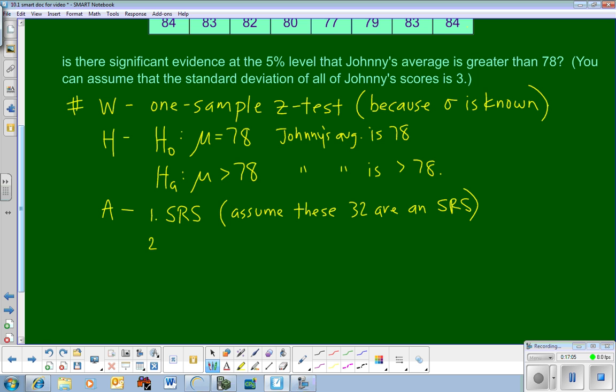Two, n equals 32, which is greater than 30. So there we go. Assumptions and conditions: two conditions, the assumption in parentheses. P, perform the test. Now, you could also think of P as find the p-value. For the sake of time on this video, I've entered the values into my calculator.